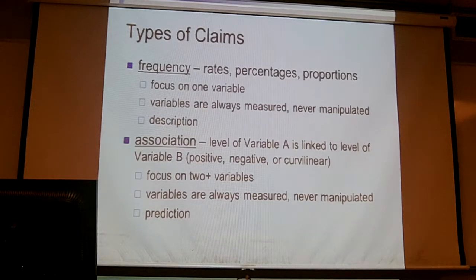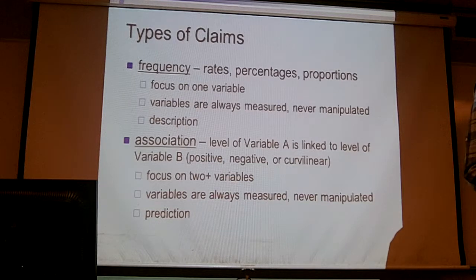Frequency claims are about a single variable. When we make a frequency claim in research, we are reporting things like percentages, proportions, straight numbers. 10 out of 15 subjects did something. 50% of Americans have experienced severe depression at some time in their lives, something like that. Frequency claims are purely descriptive, and they are always focused on measured variables. So we're talking about dependent variables.